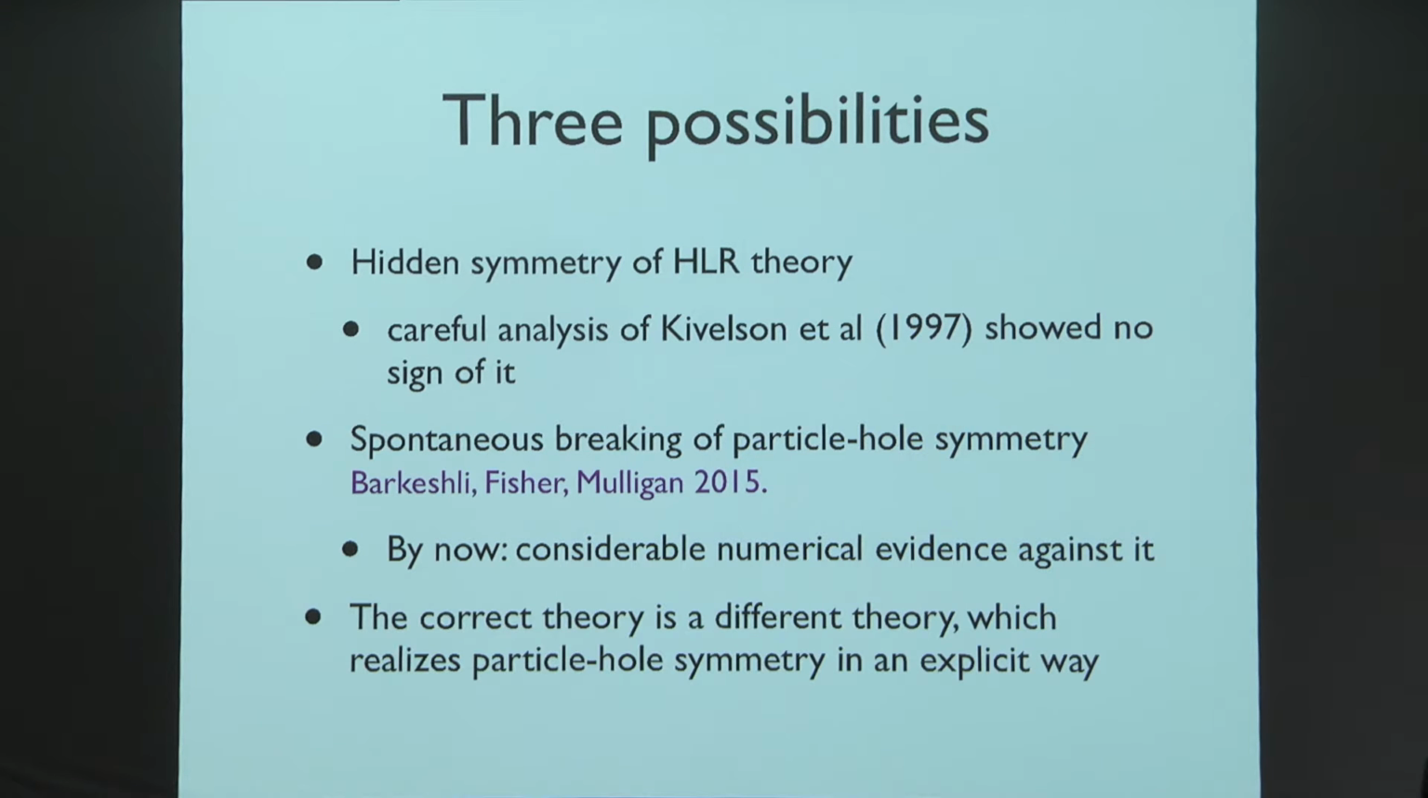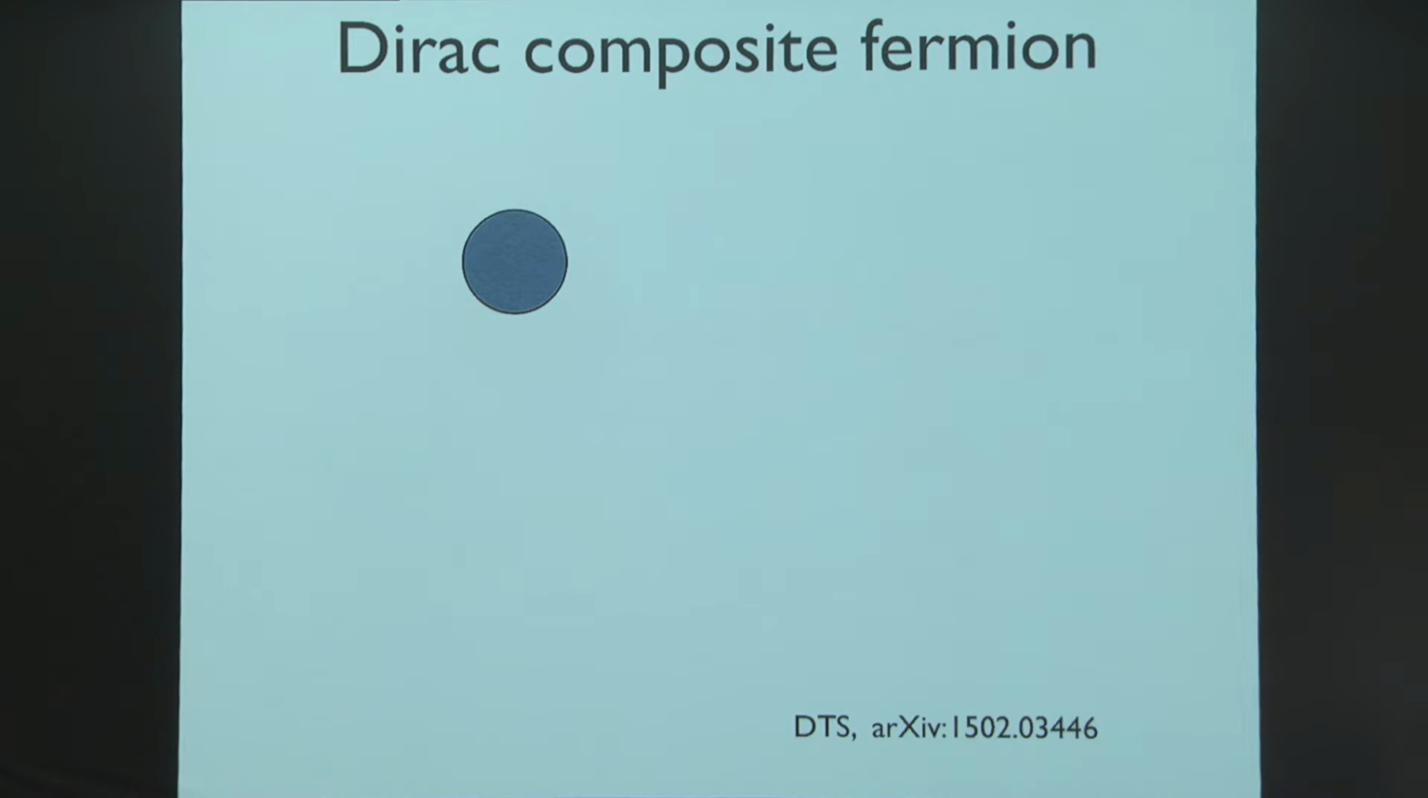The third, and I think the most interesting possibility, is that the correct theory is a different theory, which realizes particle-hole symmetry in an explicit way. It's not an HLR theory. And that is the idea of the Dirac composite fermion that I proposed about a year ago.